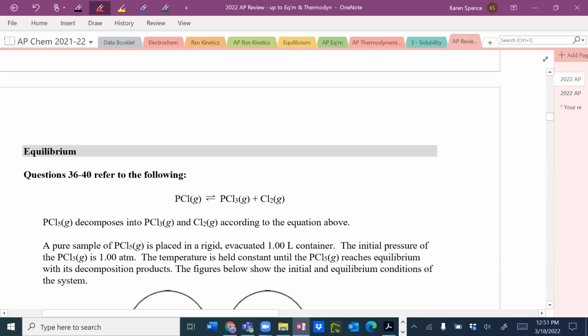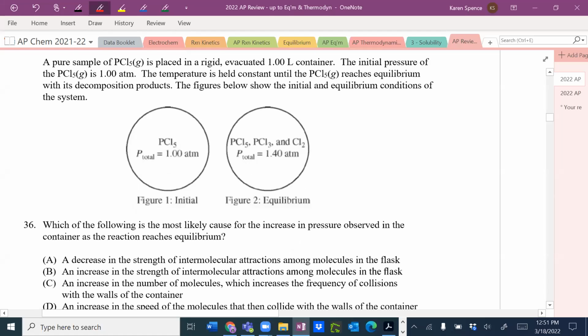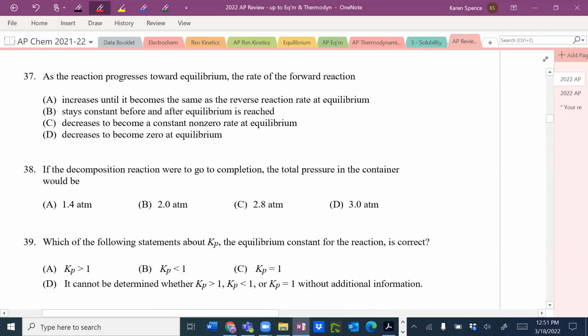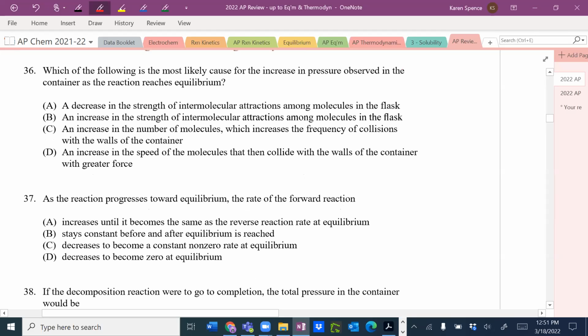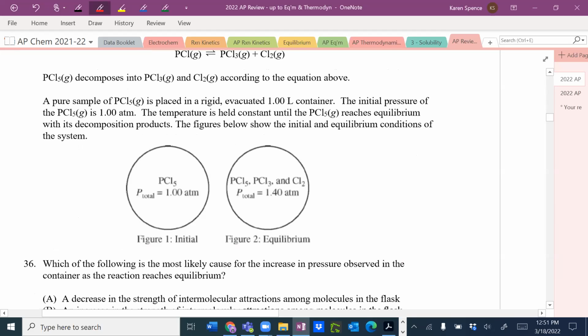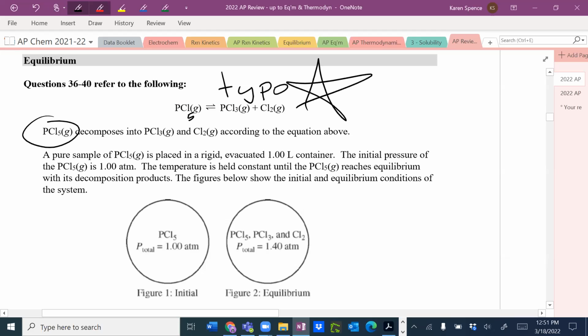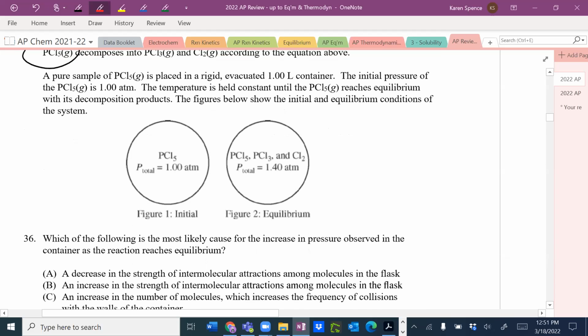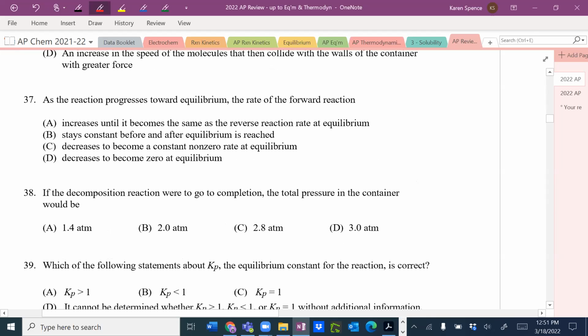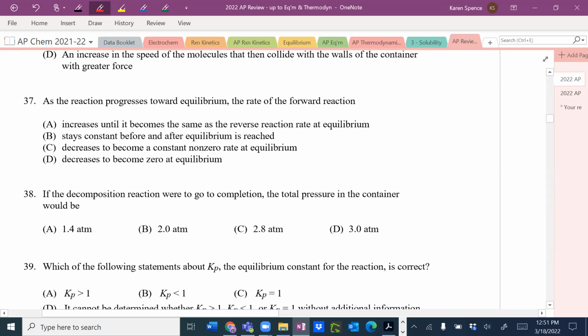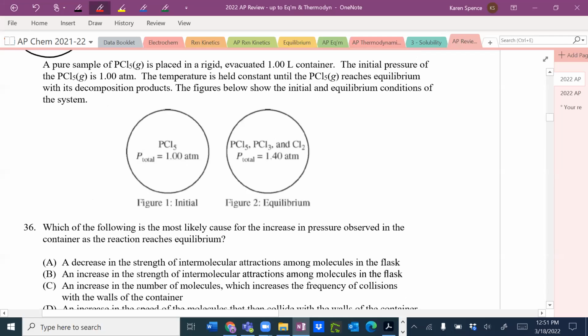Where are we at now? 38. Are these all related to something here? Okay, we have this reaction here. So this is a decomposition reaction, which obviously is missing a 5 here. Okay, there should be a 5. Typo. If the decomposition reaction were to go to completion, the total pressure in the container would be.